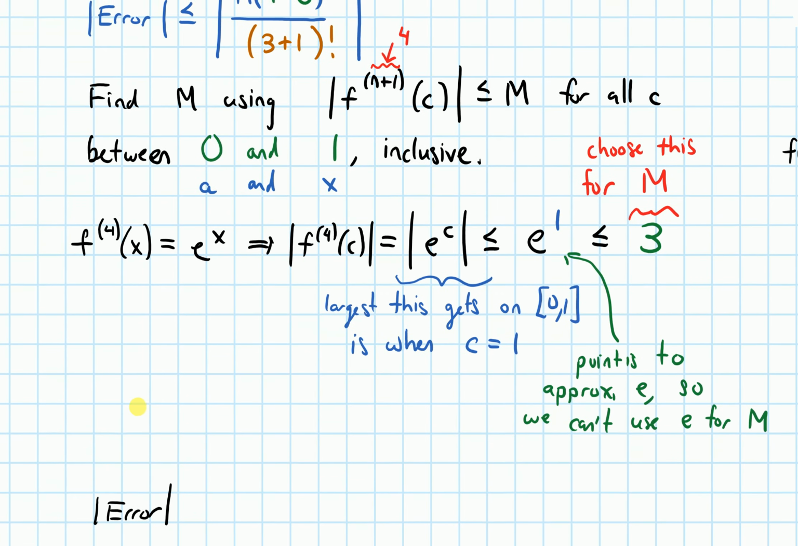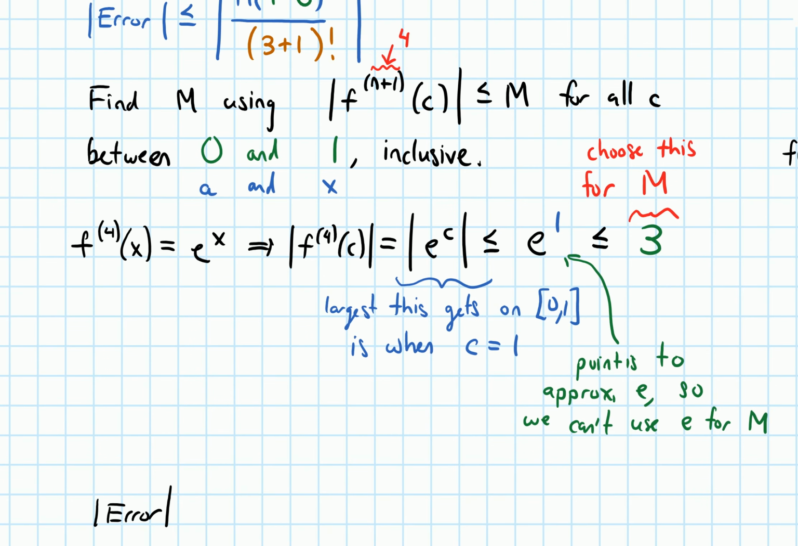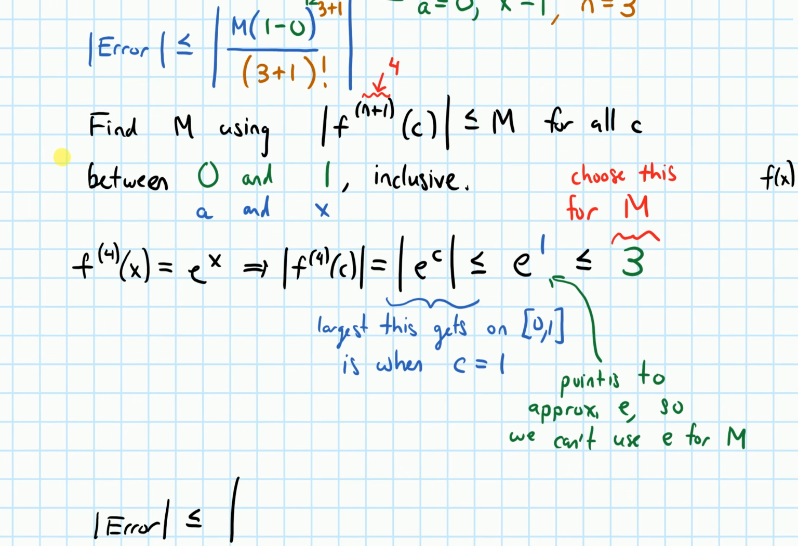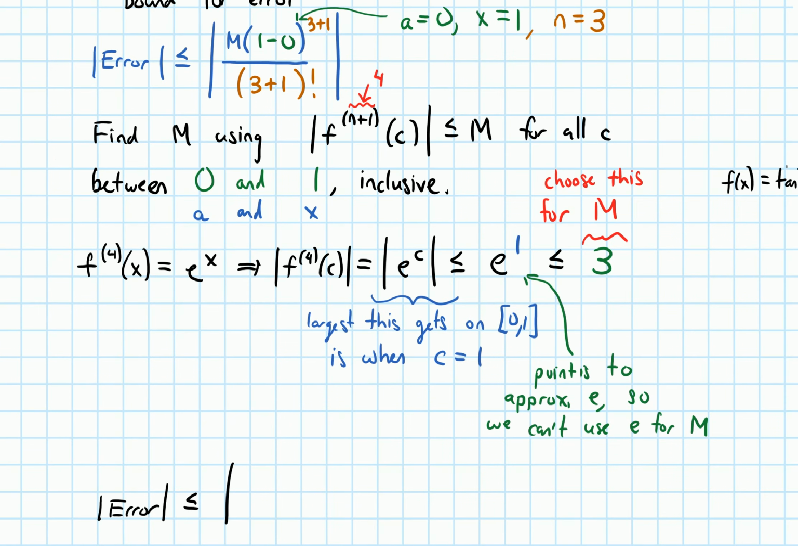Let's use this in our formula. So the absolute value of the error is going to be less than or equal to, well, let's put this in black actually, less than or equal to the absolute value. Let me zoom out a little bit so we can see the formula. Let's write the value of m there in the numerator, which is 3. So 3, and then we'll have 1 to the 4th, so times 1 to the 4th. And the denominator is 4 factorial. If we simplify this, that is 0.125. So 0.125 is an upper bound for the absolute value of the error.